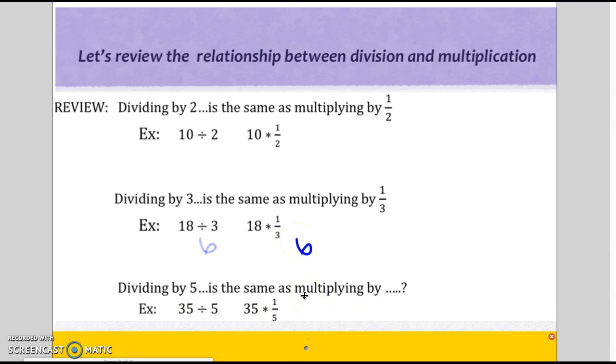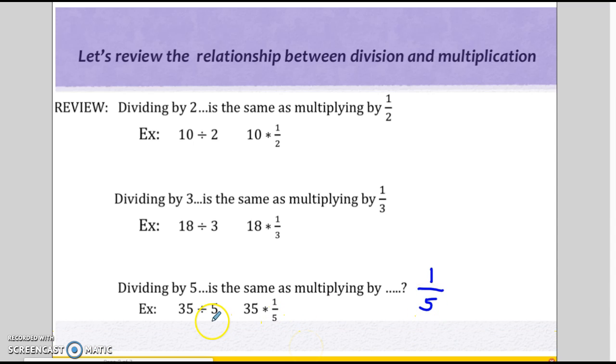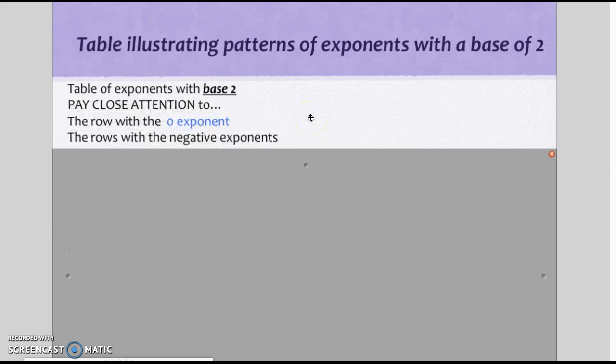How about dividing by 5? If I divide by 5, you all should be able to tell me it's the same as multiplying by... Think about it. How about 1/5? And sure enough, 35 divided by 5 is 7. And 35 times 1/5 is also 7. So if we can just keep that in mind as we go along, I think that will be very helpful. So now let's look at some patterns of exponents.